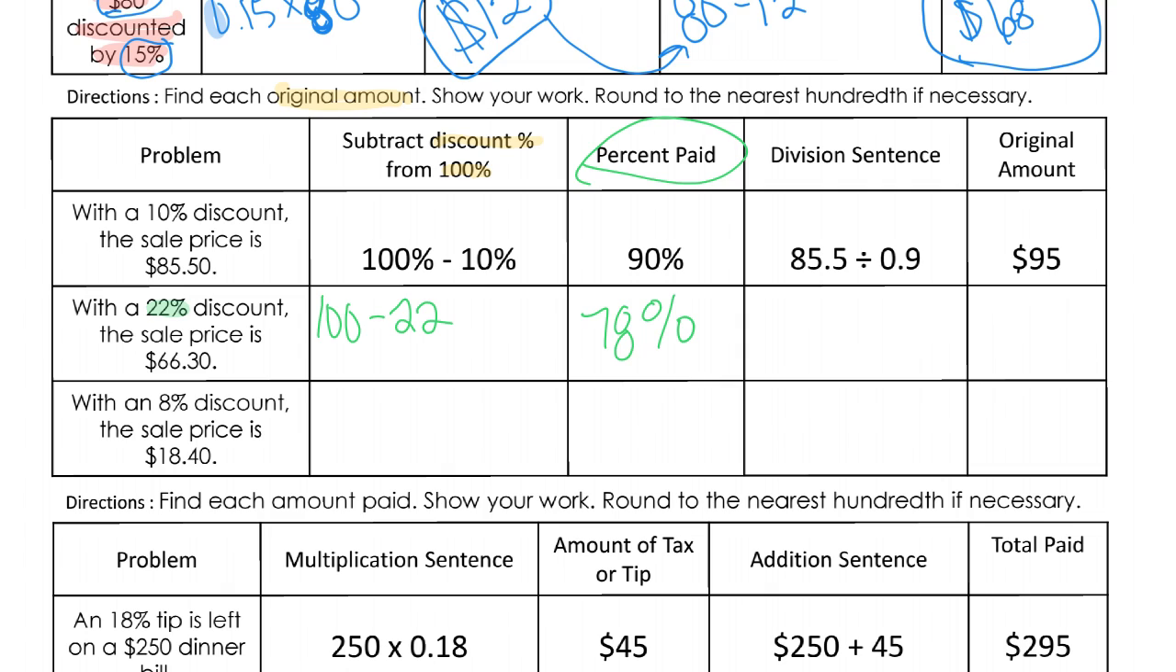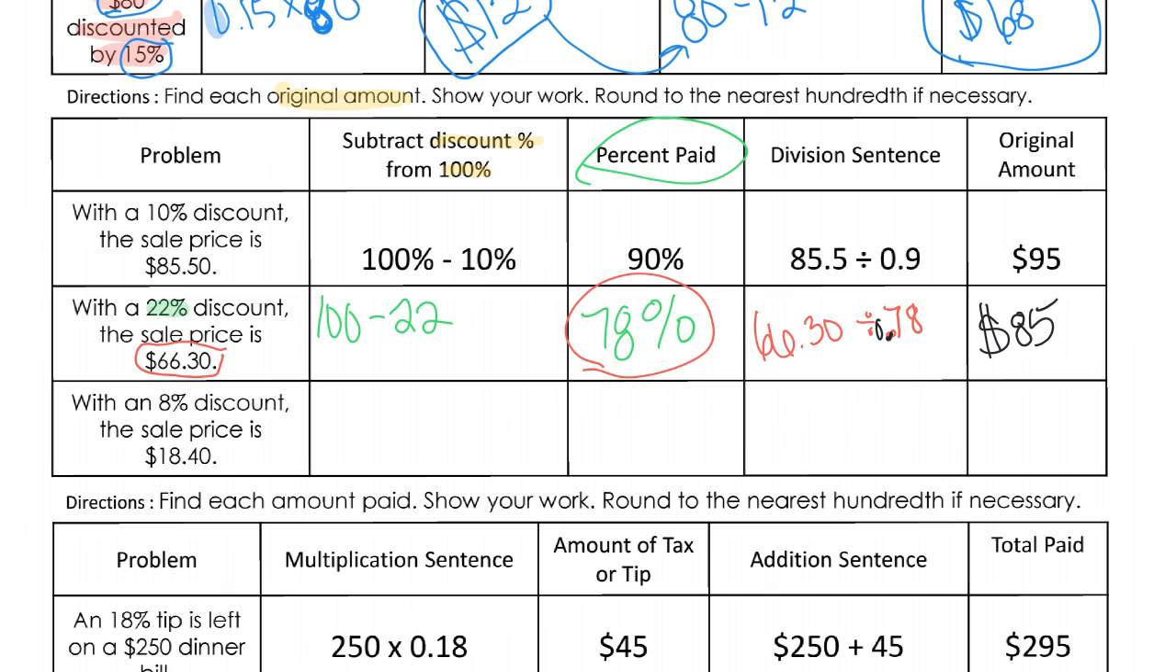Now you take the dollar amount that you paid, $66.30, and divide it by the percent that we paid as a decimal, so 0.78. So in your calculator, you're doing 66.30 divided by 0.78. And when you do that, you should get $85.